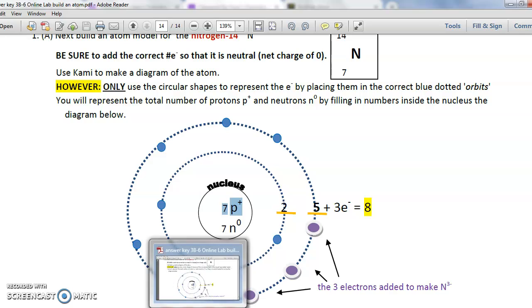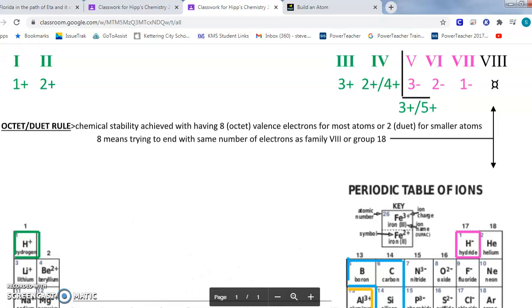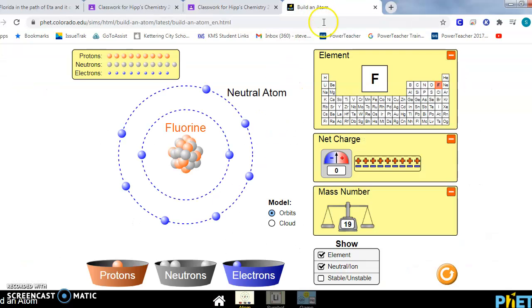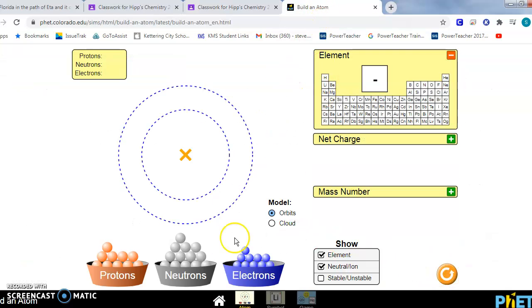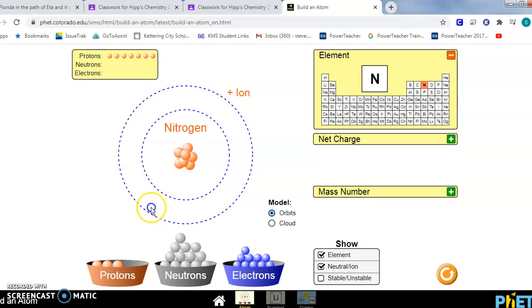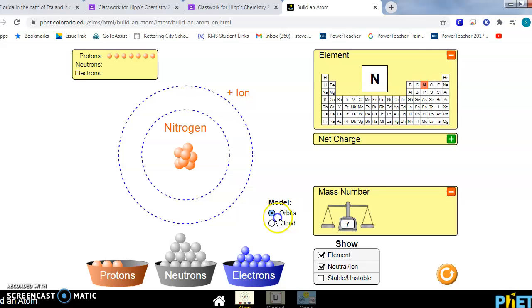Let's take a look at the atom builder because we can build this one using the atom builder. So let's reset this thing. We said we need 7 protons. 1 is hydrogen, 2 protons is helium, 3 is lithium, 4 is beryllium, 5 protons is the boron atom, 6 is the carbon, and 7 is the nitrogen. The mass number here is 7. We want the mass number to be 14, so I can add other particles.